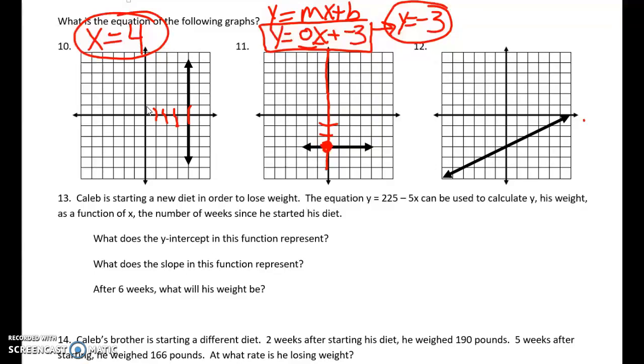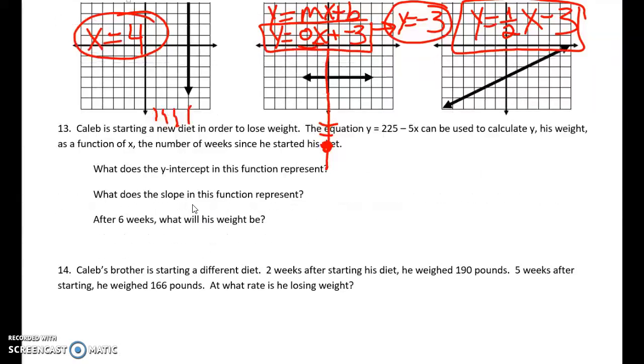Then number 12, that's an easy one. That's just normal. My m is rise over run. I need to find 2 points. I got 1 there, and it looks like 1 there. Count your rise, count your run. That's 1/2. So y equals 1/2 x plus the y-intercept. It crosses the y-axis right there at negative 3. So 1/2 x minus 3. Number 13, last two.